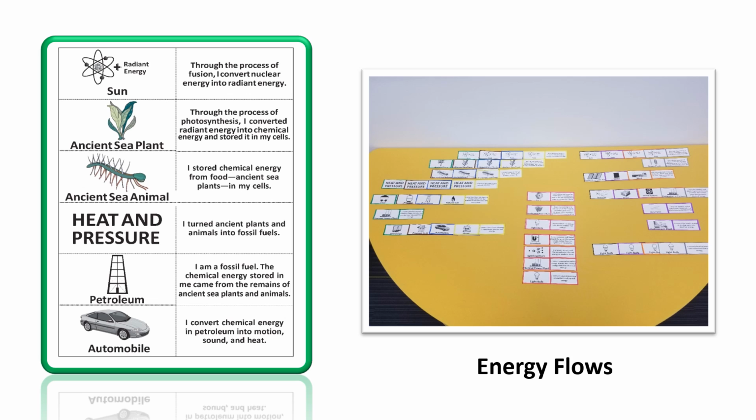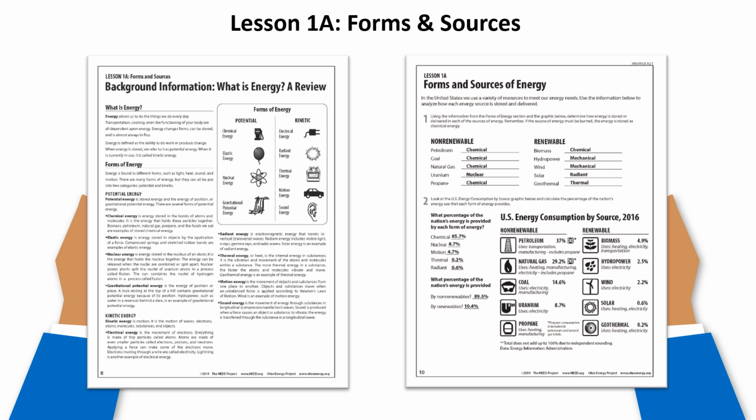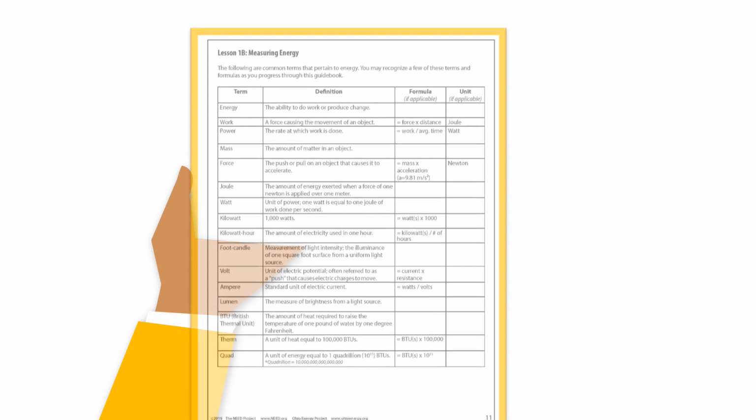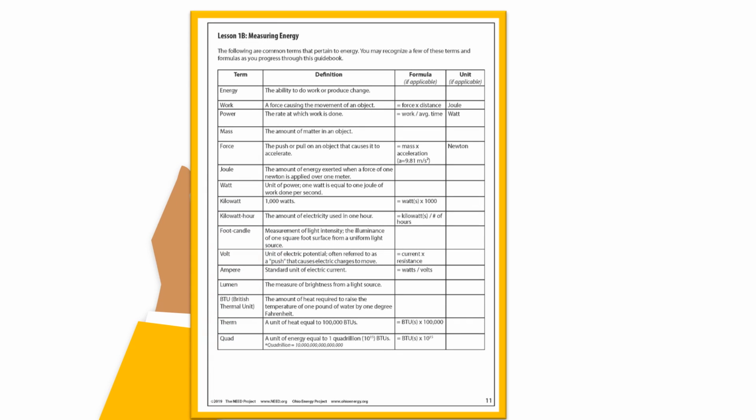Now, let's review the 4 mini lessons in Lesson 1. Lesson 1A, Forms and Sources. Lesson 1A is a basic review on what is energy and energy forms and sources. Lesson 1B, Measuring Energy. As students progress through the guidebook, they will recognize certain terms that pertain to energy.